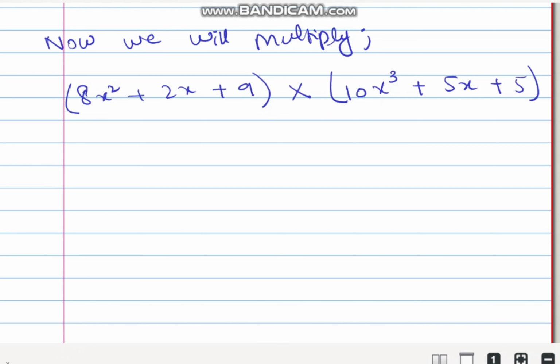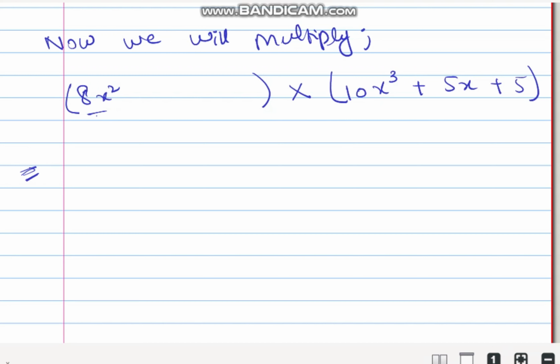This is the polynomial we have basically: 8x square plus 2x plus 9. Now multiply. This is a very important point. Write the is equal to sign here. First of all, dear students, I want to show you one thing. Just forget these two terms.